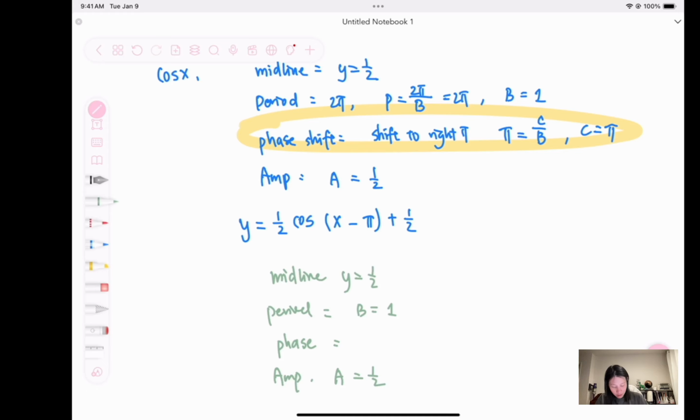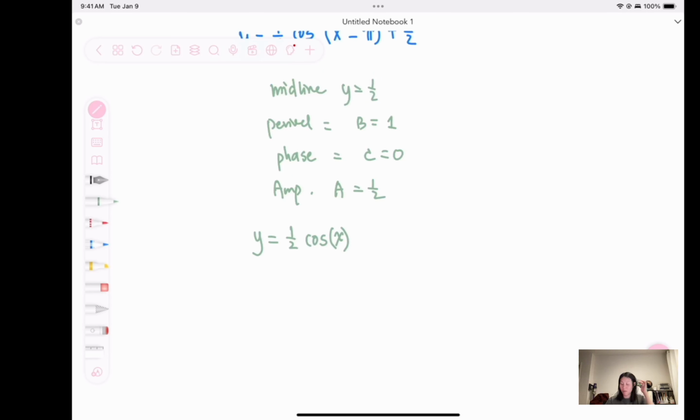So the answer for this should be a equal to 1/2, and then we have a cosine, b is equal to 1, so that gives you an x. Since the phase doesn't shift, we add a 0 to it. That still gives you 0, and then add 1/2. But the function is upside down. That means you need to take a negative to the whole function, not just the front.